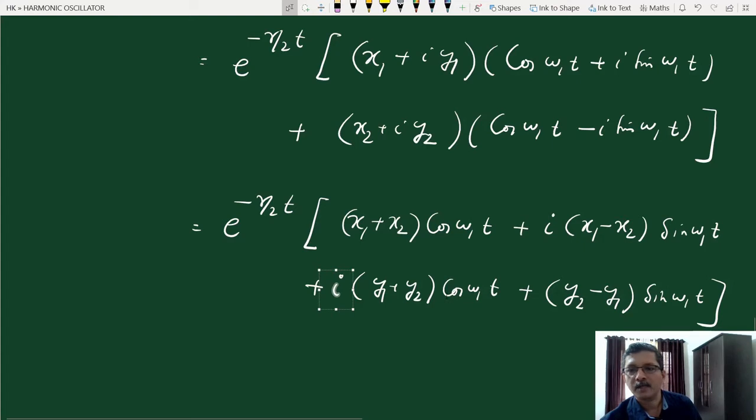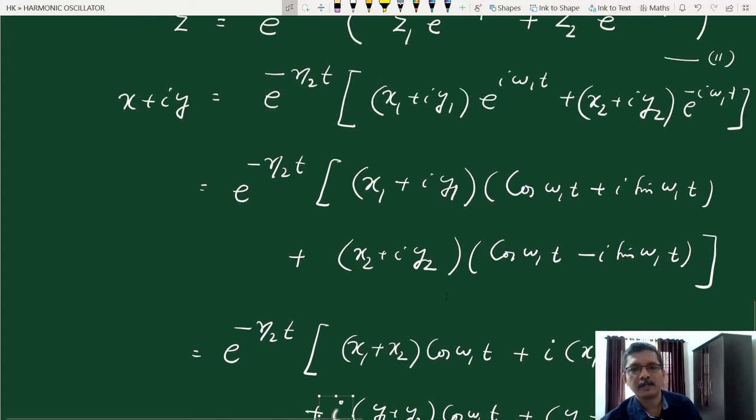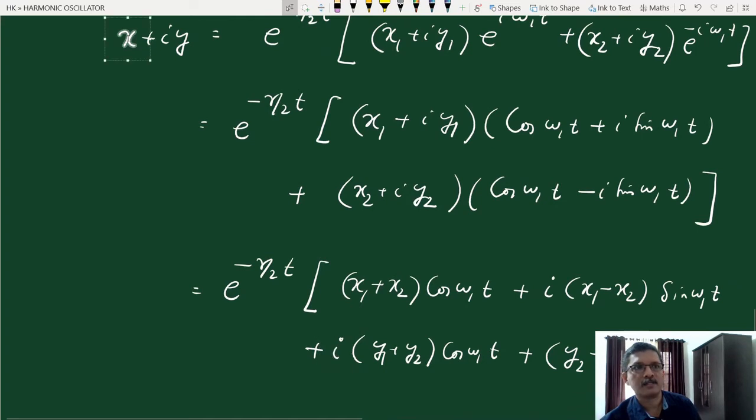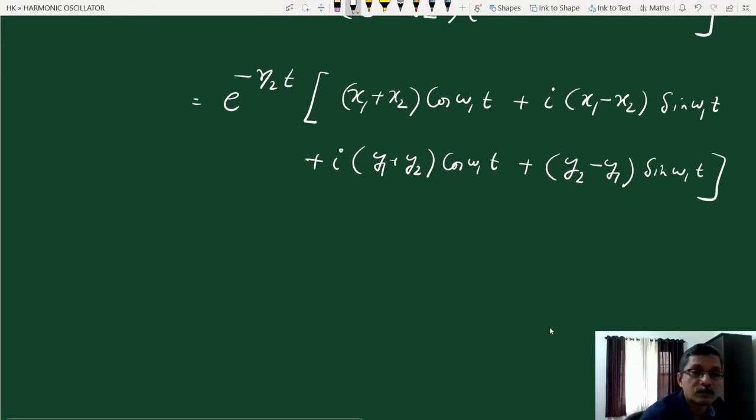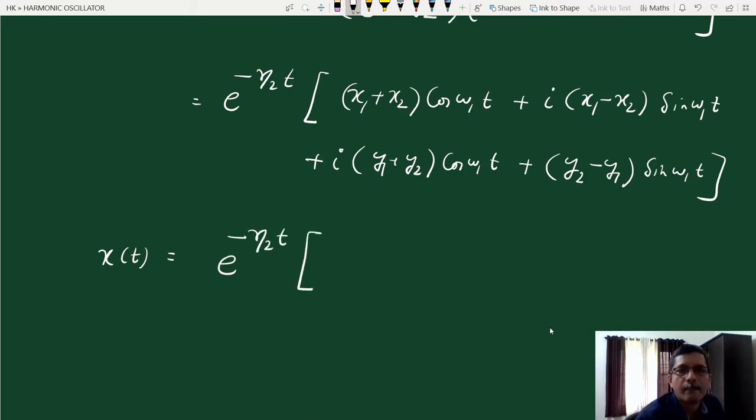These are imaginary parts. Okay, so if you equate real parts on both sides of this equation, on the left hand side you have x, and on the right side if you equate the real parts, you get an expression in terms of x. Remember x1, x2, y1, y2 are constants. On the left hand side you have x of t and y of t. x is a function of t and y is a function of t. So if I equate the real parts on both sides, we get x of t is equal to e raised to minus gamma by 2 into t, x1 plus x2. Okay, here equating the real parts.